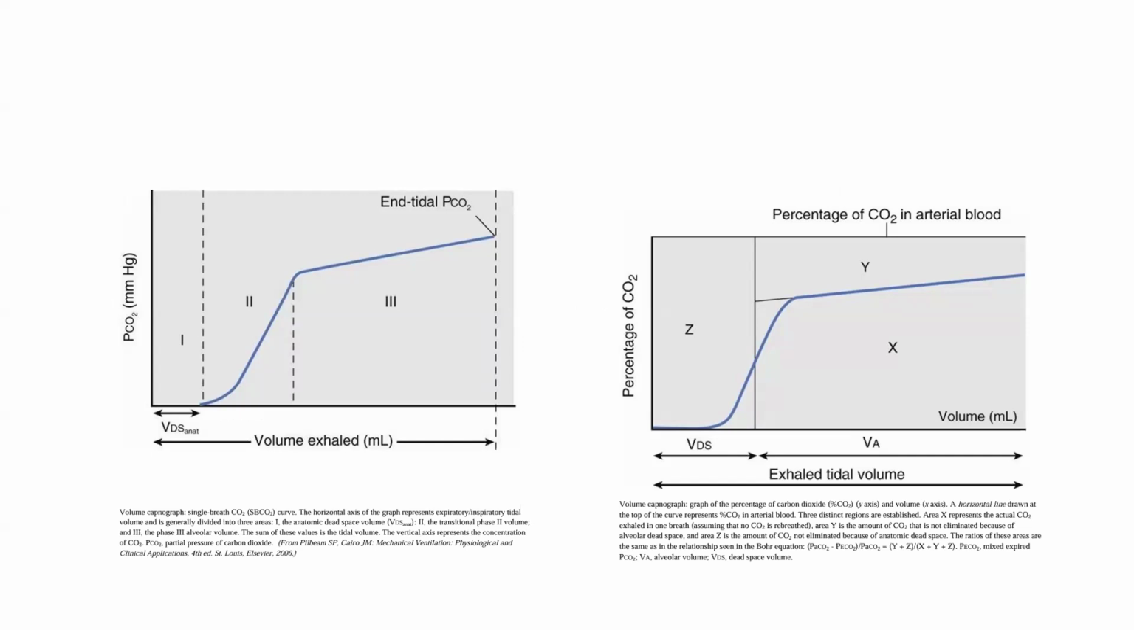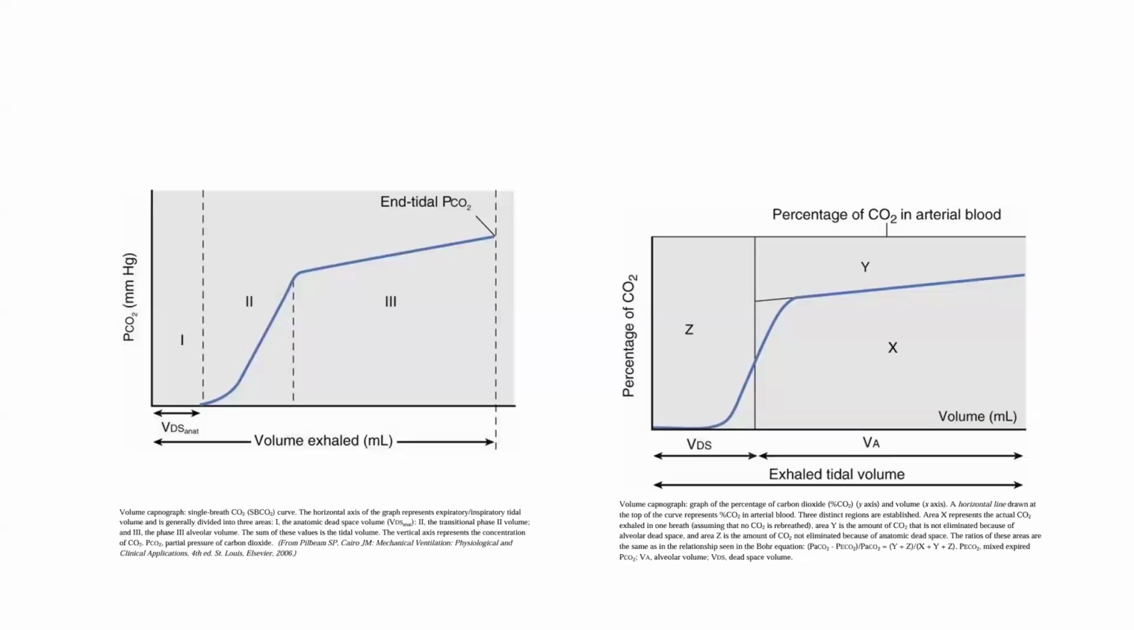The horizontal axis of the graph represents the expiratory and inspiratory tidal volume and is generally divided into three areas. Area 1 is the anatomical dead space. Area 2 is the transitional phase volume. And area 3 is the alveolar volume. The sum of these values is the tidal volume. Then the second diagram is the graph of the percentage of carbon dioxide. The horizontal line drawn at the top of the curve represents the percentage of CO2 in the arterial blood.